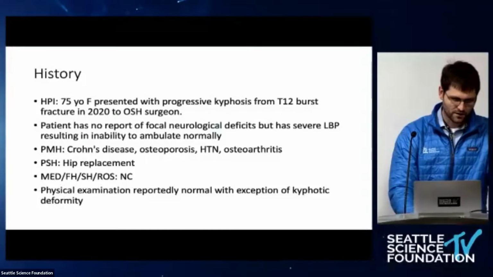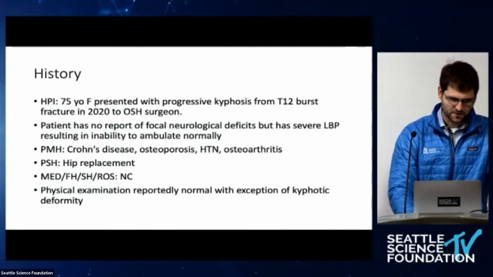So a 75-year-old woman came to another surgeon with a T12 burst fracture and progressive kyphosis back in 2020. No reported focal neurologic deficits, just severe low back pain, reducing her ability to participate in ADLs. She had Crohn's disease and osteoporosis. Both of those were significant for her. She had hip osteoarthritis and a hip replacement.